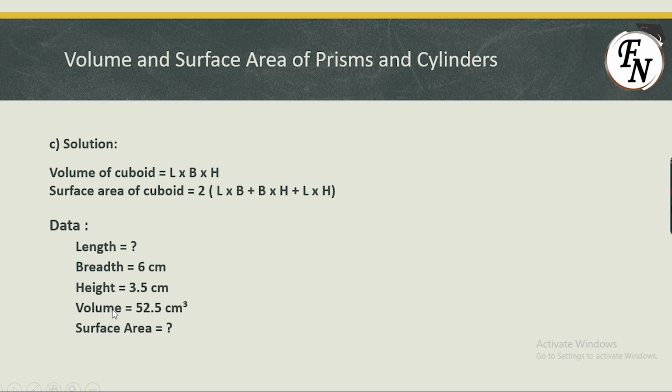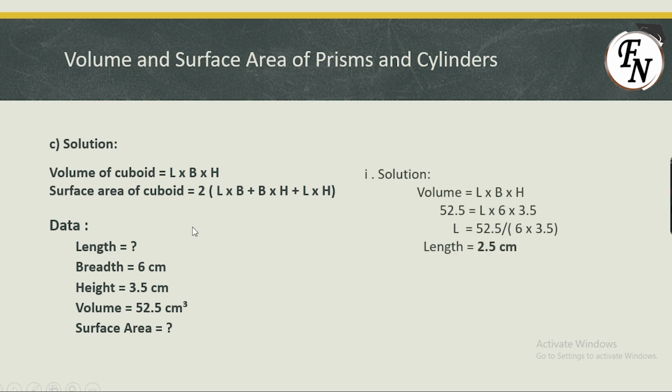In the previous one we had h in place of height, and now we will have L in place of length. So this is again the formula. The volume is 52.5, length is L, breadth is 6, height is 3.5. Now I will multiply 3.5 and 6 here, and then we can divide it when it moves to the other side of the equals sign. Then it will be divided, and we will obtain the length, which is 2.5 centimeters.